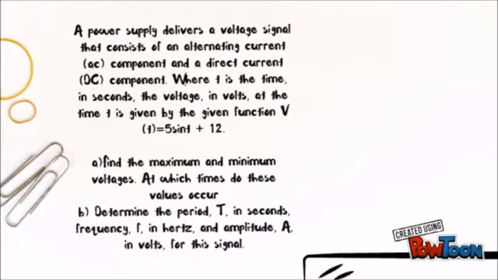The question: A. Find the maximum and minimum voltages. At which times do these values occur? B. Determine the period T in seconds, frequency f in hertz, and amplitude A in volts for this signal.